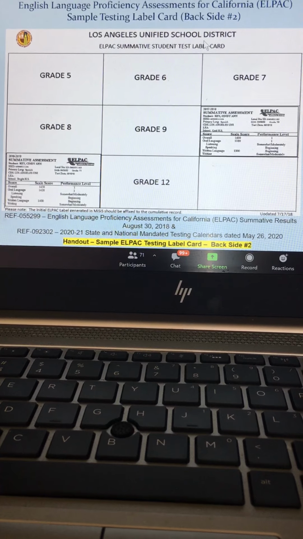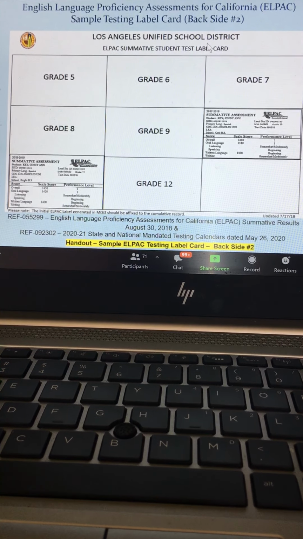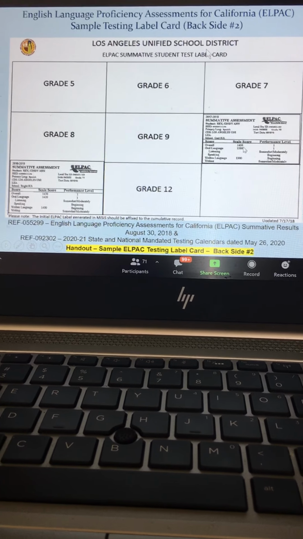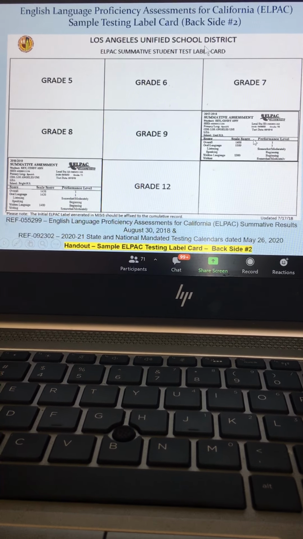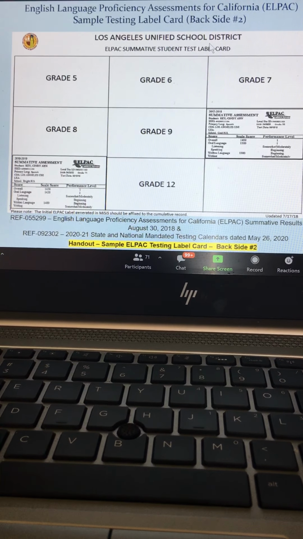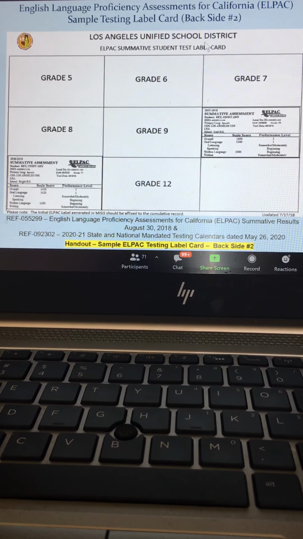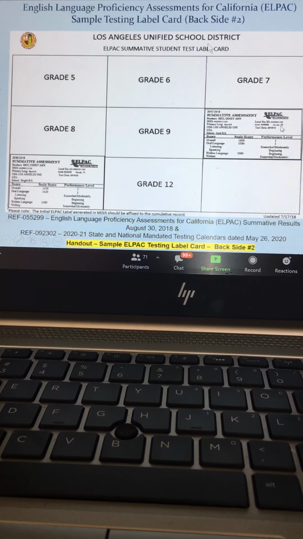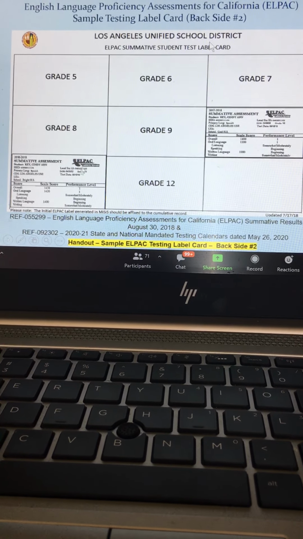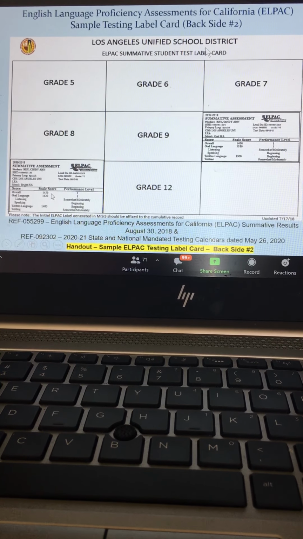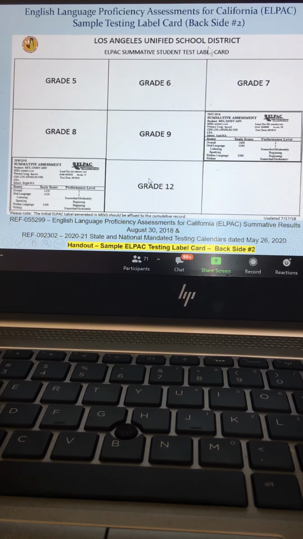This is the back side of handout 10. The back side contains grades 5 through 12. This particular example shows LPAC results for a student that took the LPAC exam in grade 10, and you will know because the grade will be indicated, grade 10, and then grade 11. So you just post it in the appropriate grade and keep it filed in the CUM permanently.